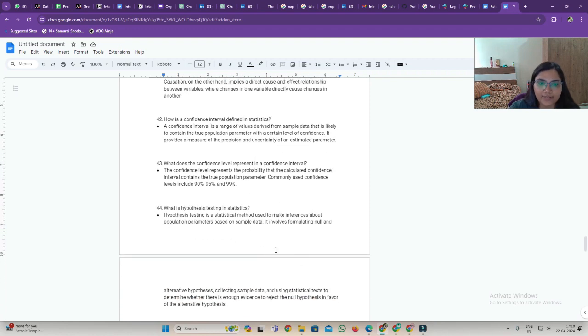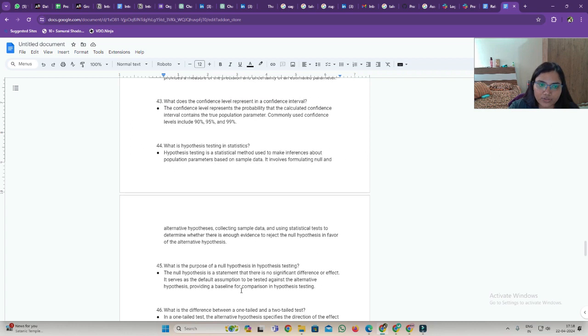So next, we will explain what the confidence level represents in a confidence interval. The confidence level represents the probability that the calculated confidence interval contains the true population parameter. Commonly used confidence levels include 90%, 95% and 99%.